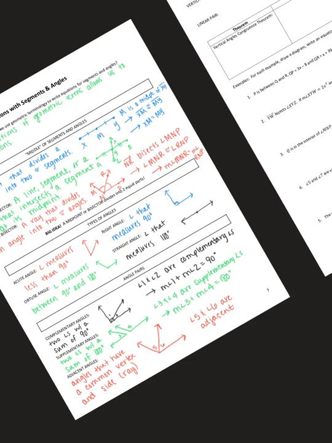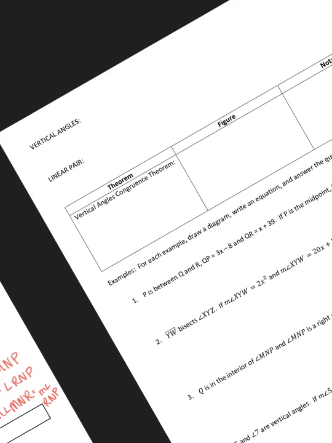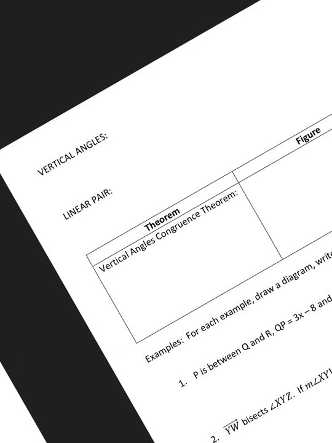All right, so more vocabulary that's going to give us more equations. So we're going to go ahead and go to the next page and talk about vertical angles and linear pairs. So vertical angles are two angles. Let's zoom in here a little bit. So two angles with a common vertex. So they share a vertex and sides that form opposite rays.